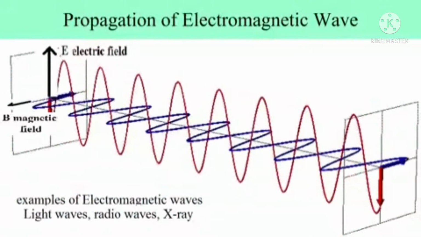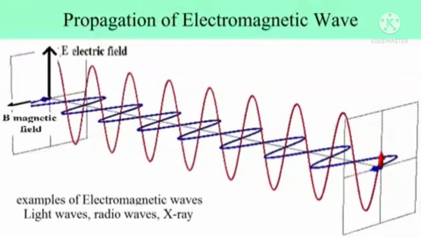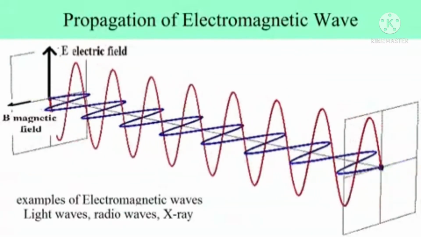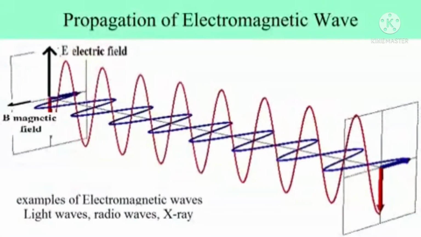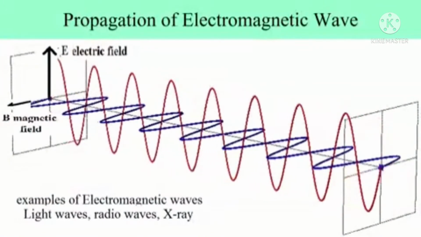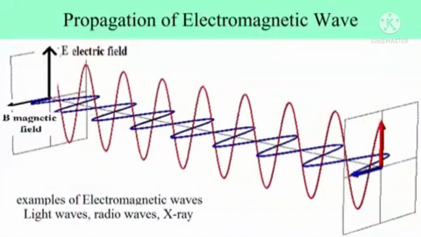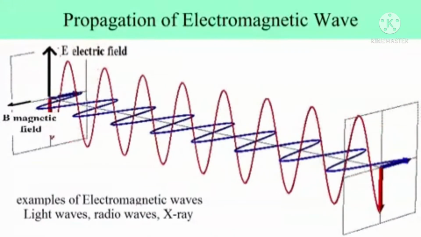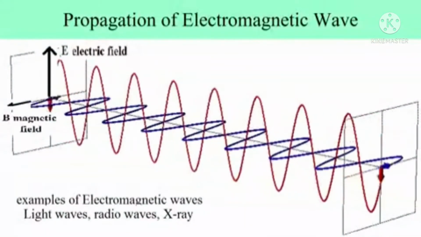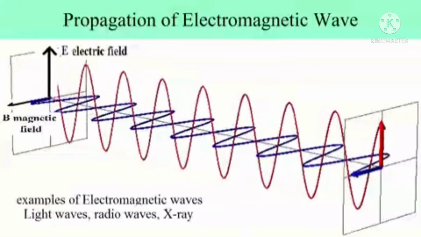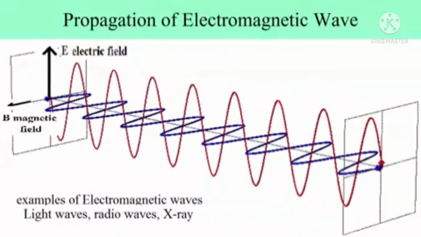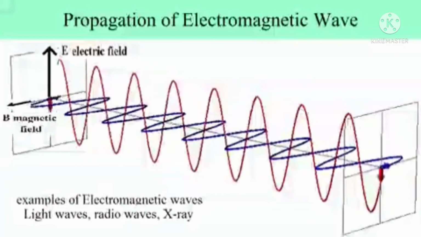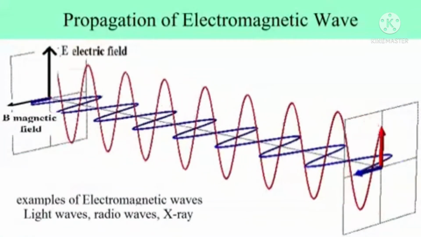Also, we see another example, radio waves, in detail. At the transmitting station, sound waves are converted into electromagnetic waves, meaning radio waves, and then these electromagnetic waves travel through air medium. At the receiving point, these electromagnetic waves are converted again into sound waves and we listen to the sound. Also, X-rays are examples of electromagnetic waves.